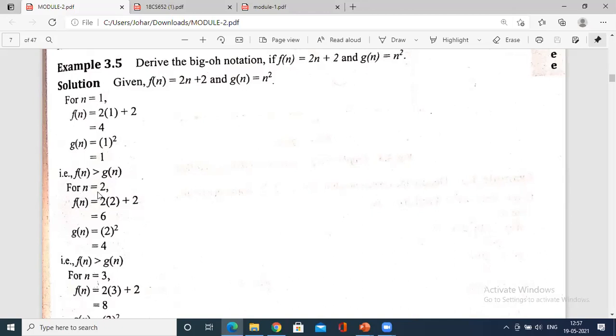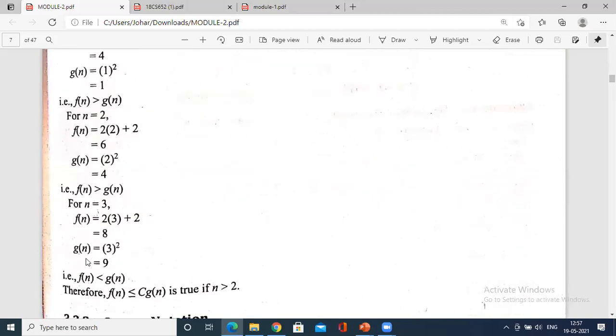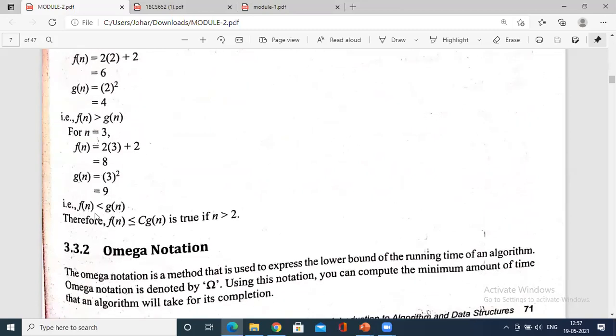For n equals to 2, again, what happens? You calculate f of n, g of n. So f of n is again greater than or equals to g of n. But what happens for n equals to 3, when you calculate f of n equals to 8, g of n equals to 9? Hence it reverses now. f of n is less than g of n. So therefore, finally you have to write that f of n less than g of n is true if and only if n is greater than or equals to 2. Right? Have you followed?